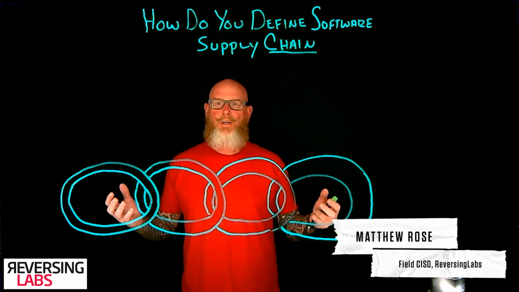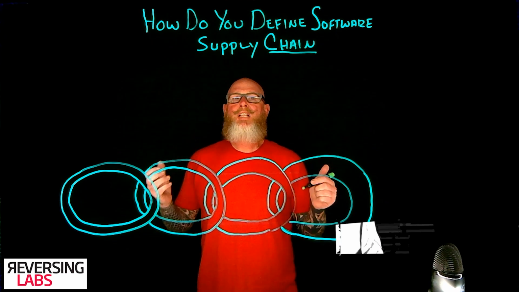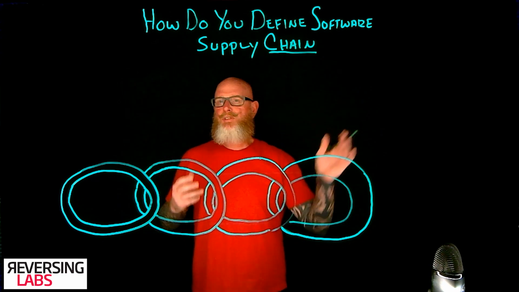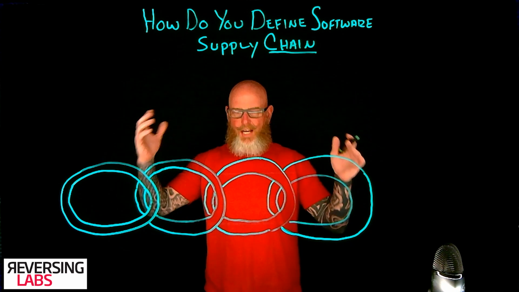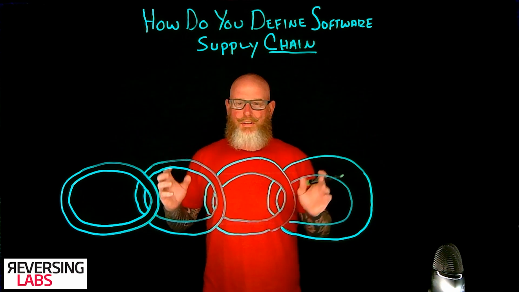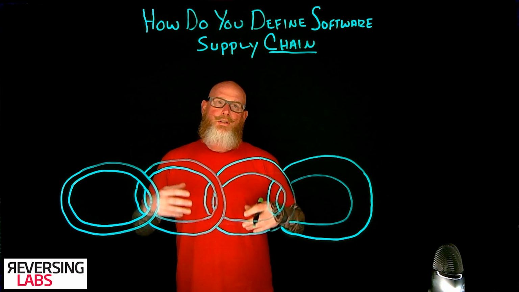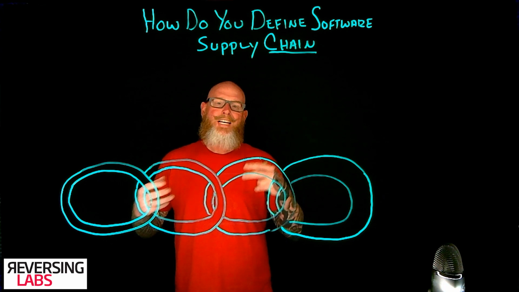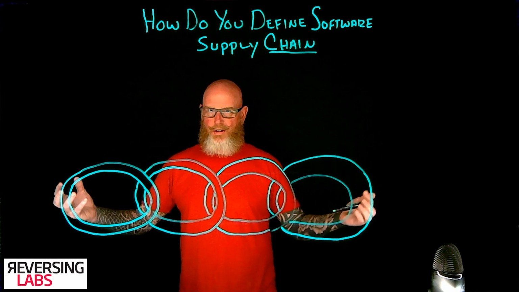Today's episode is entitled, as you can see across the top of the board, How do you define software supply chain security? I kind of have a chain defined here. Please excuse the very poor artistic abilities, but I think we can make the point. When you talk about software supply chain, there are links in a chain, and all those links build together to create the chain itself.